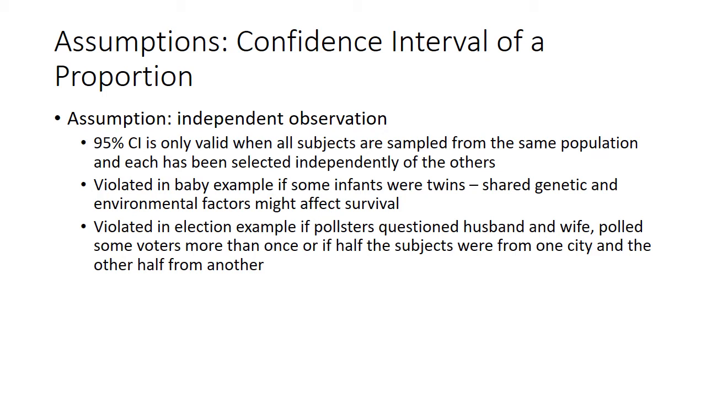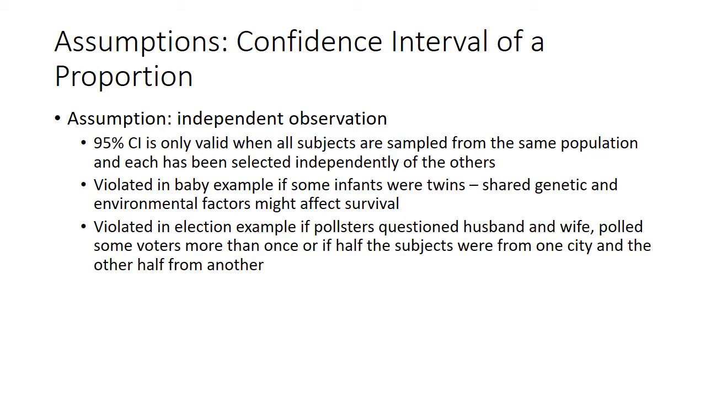The other thing you need to assume here is that we're going to have independent observations. Basically, the 95% confidence interval is only valid when all subjects are independent from one another. This could be violated, for instance, in the baby example, if you had twins. They could have similar genetic conditions or similar environmental factors which may have affected survival. If a mom had twins and was using illicit drugs during the pregnancy, or if they shared a genetic anomaly predisposing them to higher mortality, that would skew your data as well, right? And so we need these observations to be independent from one another.